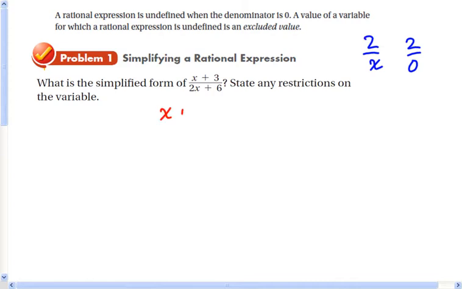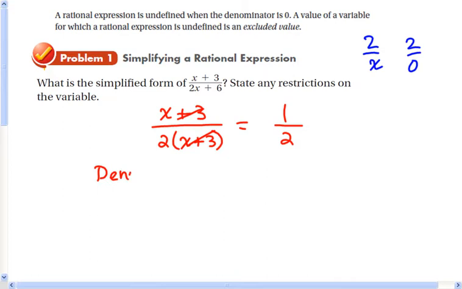So I'm going to rewrite this as x plus 3, and then the denominator, I notice there's a factor of 2 that can be factored. And now, when I cancel these, I'm left with 1 as a numerator and 2 as a denominator, so it simplifies to 1/2. But there are some excluded values. Remember the denominator can't be 0.